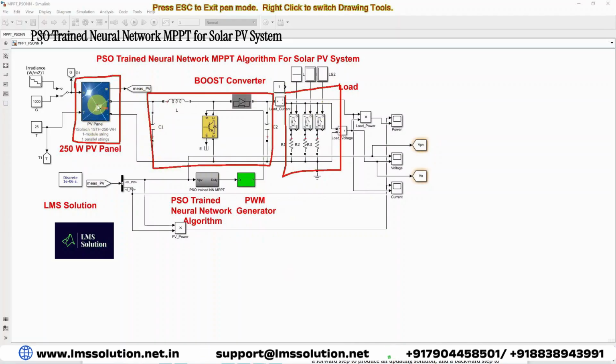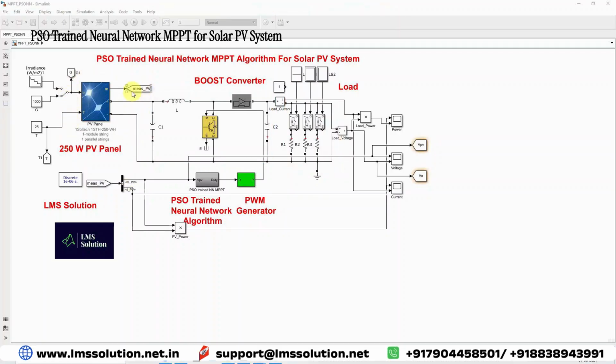And then the PV panel receives two inputs. One is irradiation, another one is temperature. Here you have to measure the PV panel parameters like voltage, current, everything you have to measure here, and then the measured data is going to be used for implementing that PSO trained neural network MPPT. So here you only have to take the voltage of the PV panel. It will be given as the input to that PSO trained network.